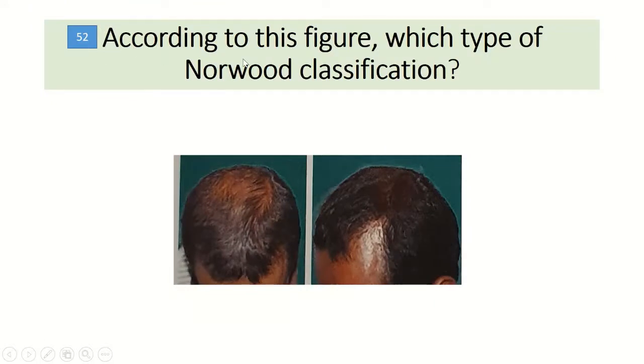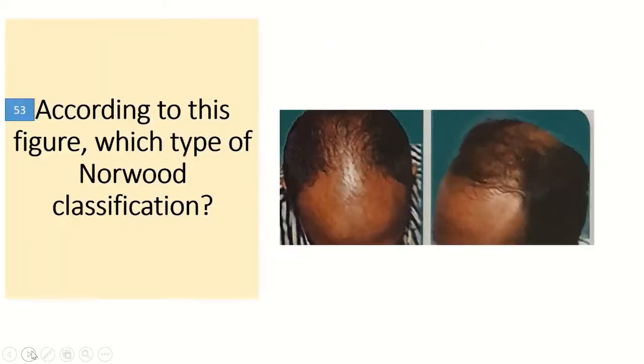Question 52. According to this figure, which type of Norwood classification is indicated? Here I'll talk about some more important cases of Norwood classification of androgenic alopecia in men. As you know, this classification is of value in case selection of patients for hair transplantation. Here the vertex is more involved, so class 3 of Norwood is indicated.